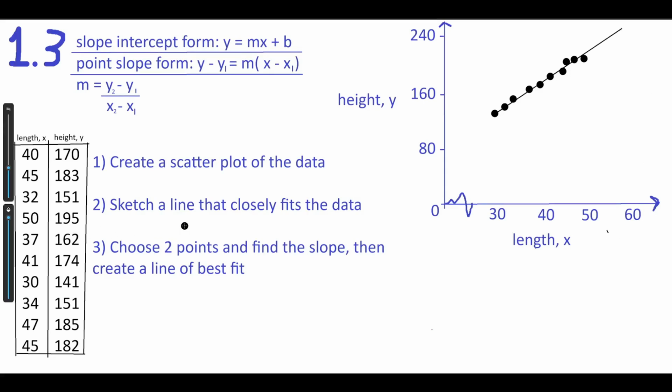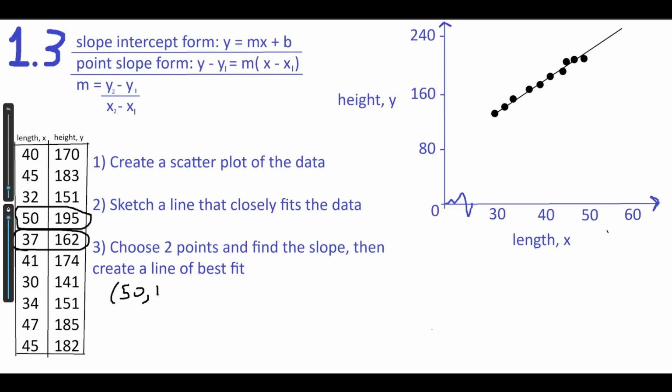Alright, lastly, number 3, choose 2 points and find the slope, and then create a line of best fit. So for something like this, I would recommend 2 points that are really far away, because if they're really close, it's not going to create a really good slope. So let's go with 50, 195, and let's say 37 and 162. I'm not sure if that'll be a good number. However, let's try it.